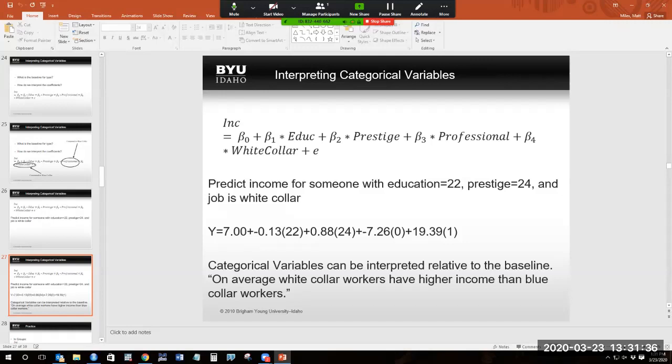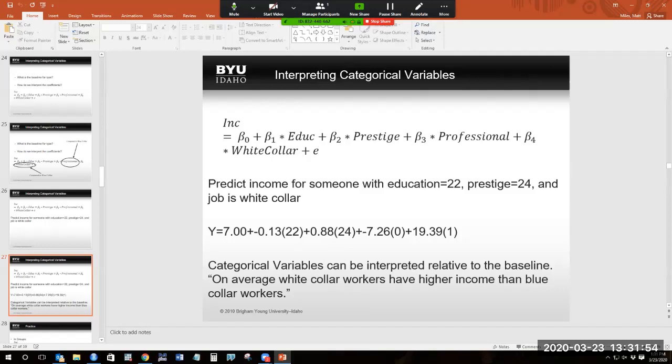But since the job is not professional, I put a 0 in here, so that cancels out. Plus, this is the estimated slope for white collar, so I multiply that by 1 so that stays there. And so what I end up with is I can estimate the effect of white collar by canceling out prestige.